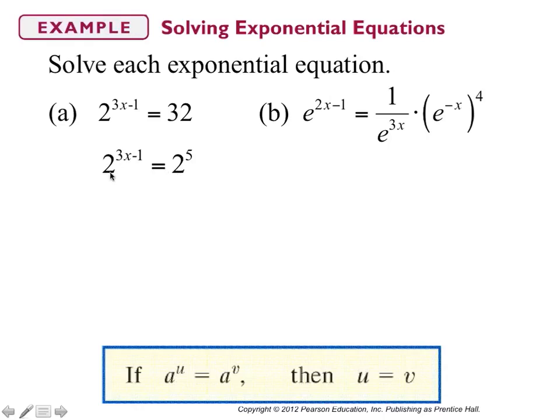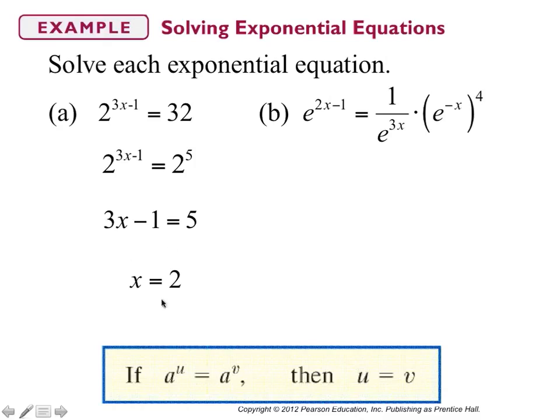Now that we have the same bases here, you can essentially just ignore the bases and keep the exponents. So 3x minus 1 has to equal 5. Then all you need to do is solve this, and you'll get x equals 2 if you add 1 to both sides and then divide by 3.